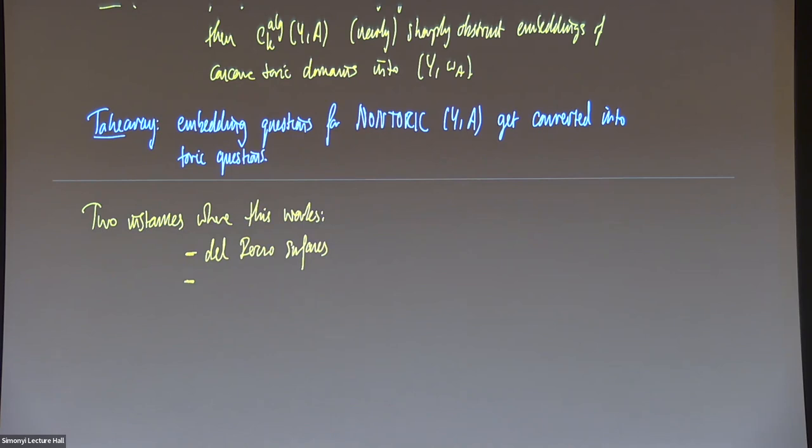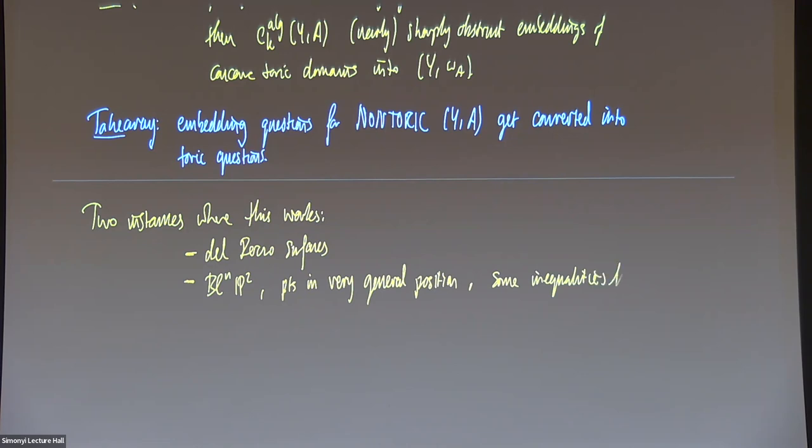And also what you should expect, any blow up of P2 where the points you blow up are in very general position, and let me just say some inequalities hold for the weight sequence. Essentially what all these inequalities say is that the AIs have to be a good amount smaller than C in the head. So if you're sufficiently close to C, you're good. But this works for any n.